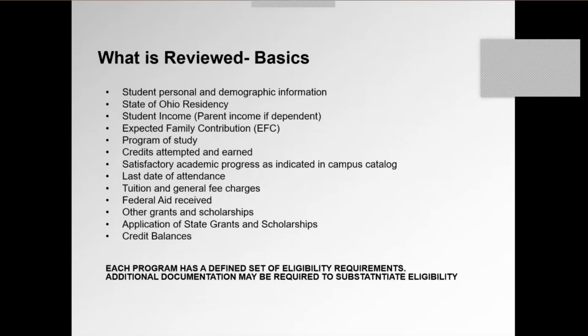The basic information that I'm going to review when I'm auditing an institution, obviously, is the student's personal and demographic information. I need to verify that they are who they are, as well as that they are Ohio residents. Student and parent income if the student is a dependent. Expected family contribution number to assure that they hit, especially with OCOG, that they're under the 2190 when it comes to the EFC to be eligible for the program.